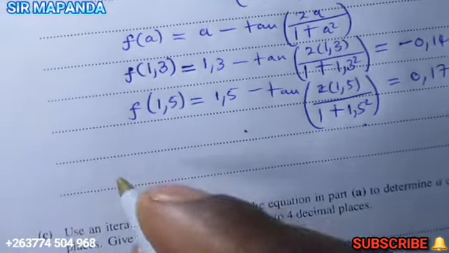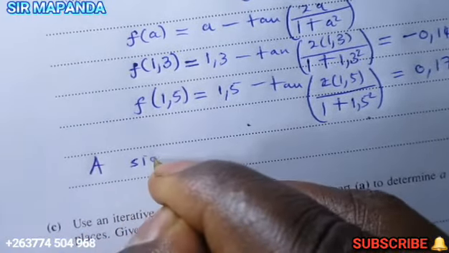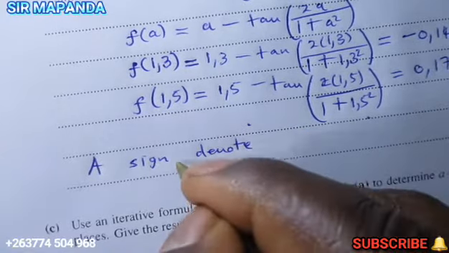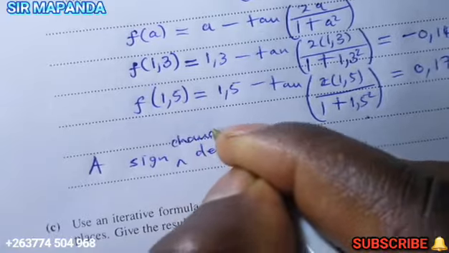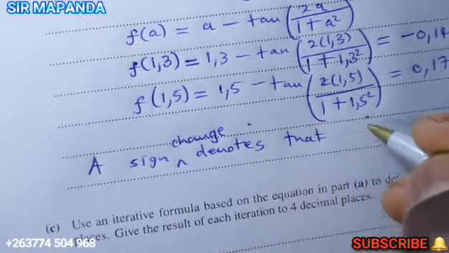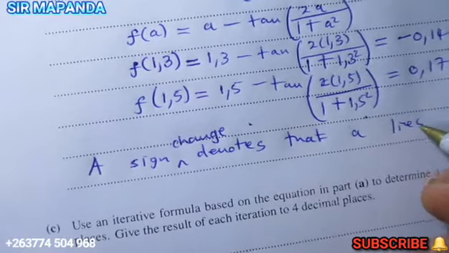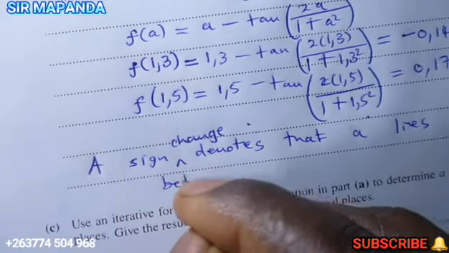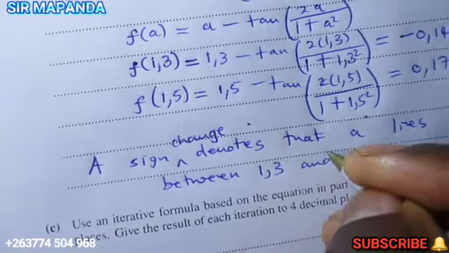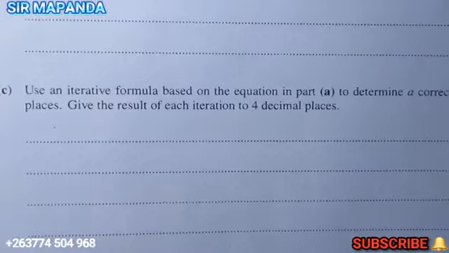So you then give your conclusion. You say that since a sign change denotes that a lies between 1,3 and 1,5, then you are home and dry.